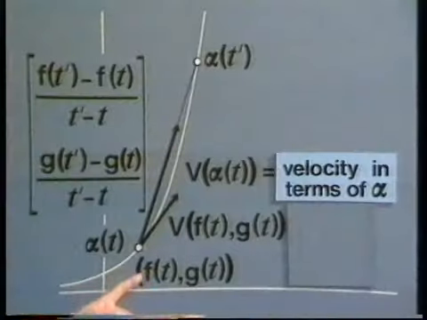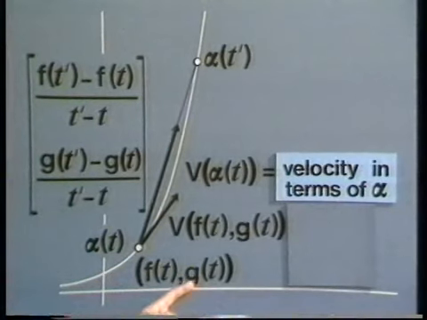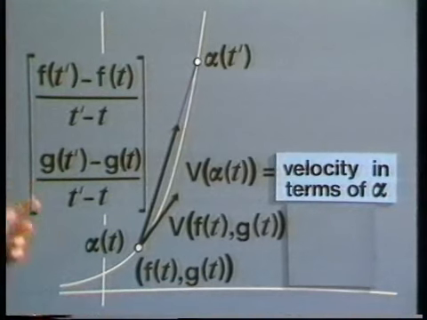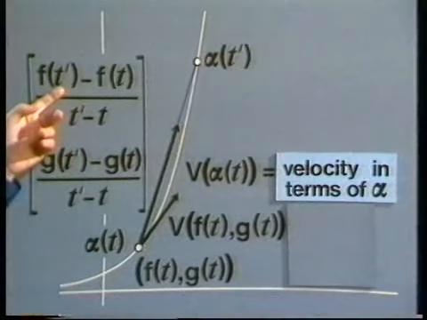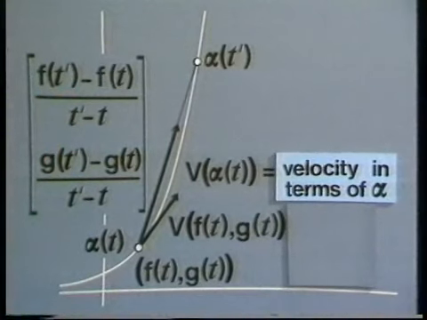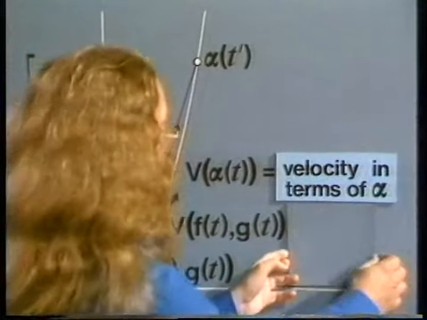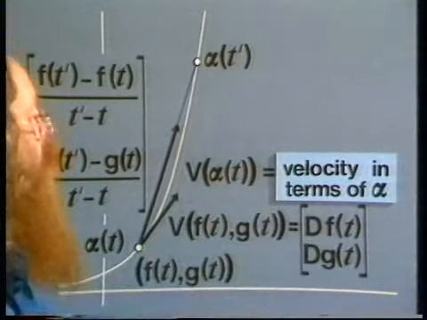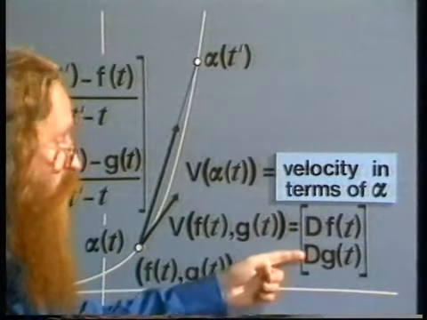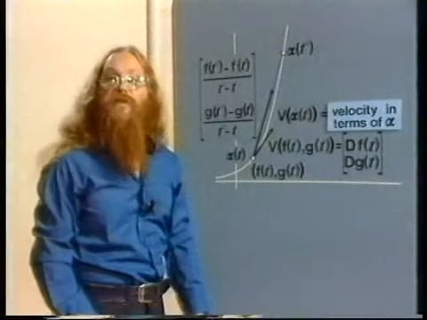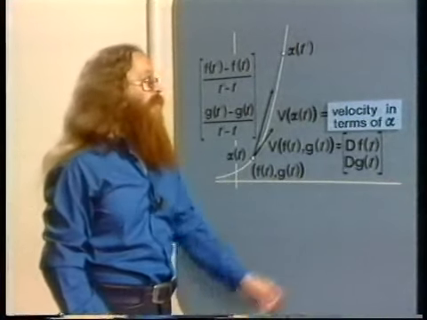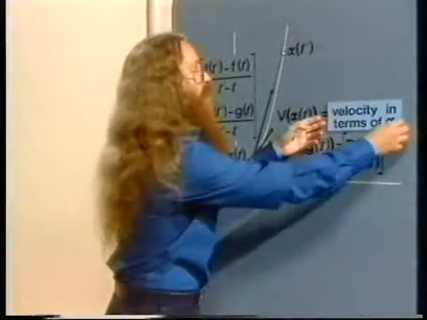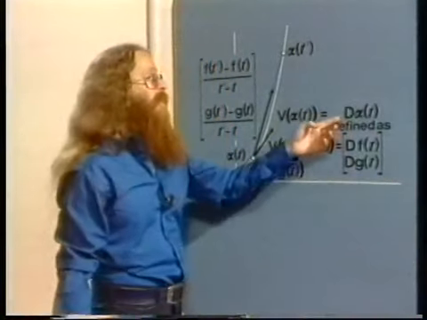You see, if the functions f and g are differentiable at time t, then these expressions are just their chord slope functions evaluated at some time t prime not equal to t. And when t prime equals t, the values of the chord slope functions are just the values of the derivatives. So the velocity vector in terms of alpha has components df of t and dg of t. And in fact, this is how we define the derivative. We say that this velocity vector is the derivative of alpha, and we denote it by d alpha of t.